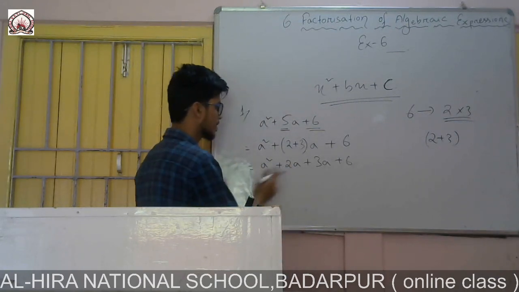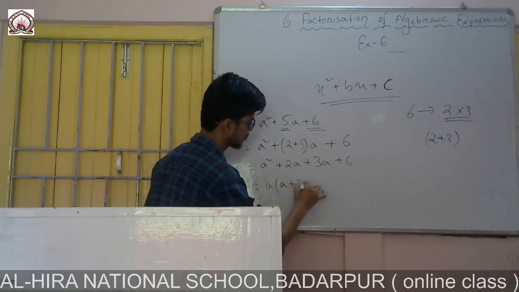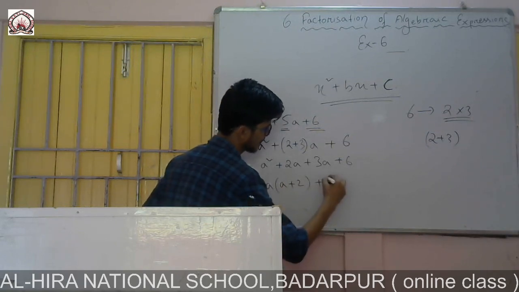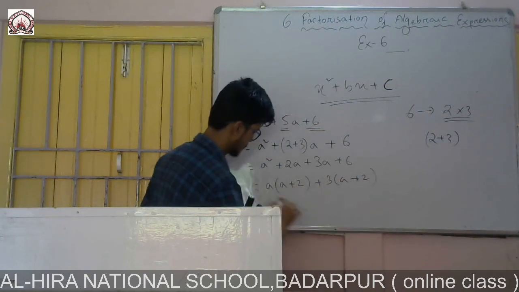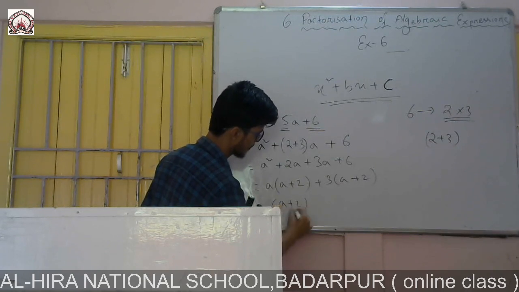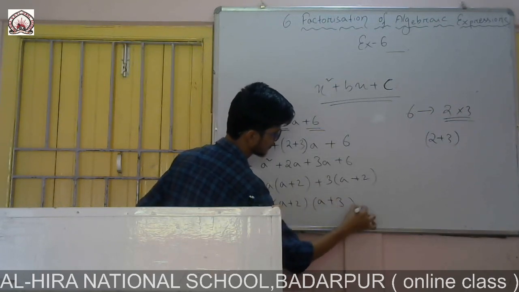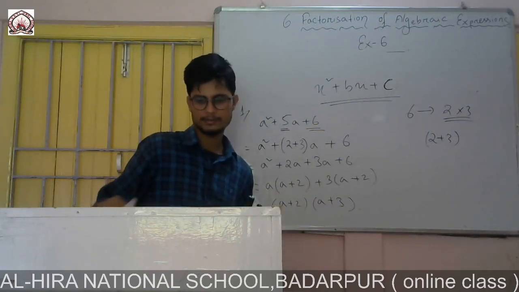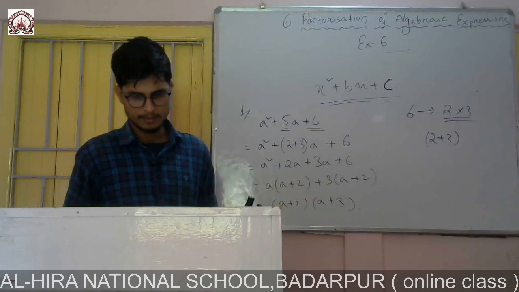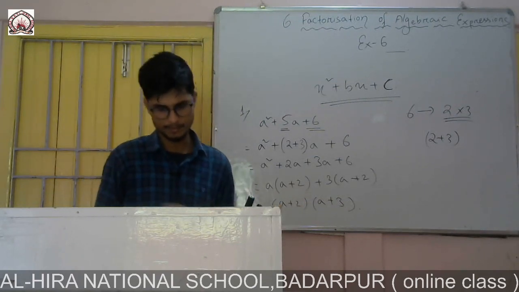Now if I take the common term, a is common, left a plus 2, and here with the plus sign, 3 is common, a plus 3, 2 3s are 6. So you see a plus 2, a plus 2 is common here, and left a and 3. So I will write a plus 3. This is how we do the factorization of trinomials in the form x square plus bx plus c.